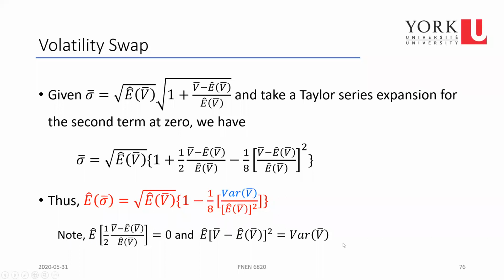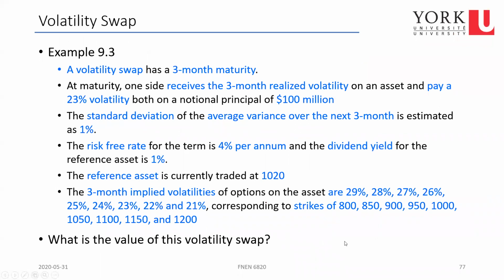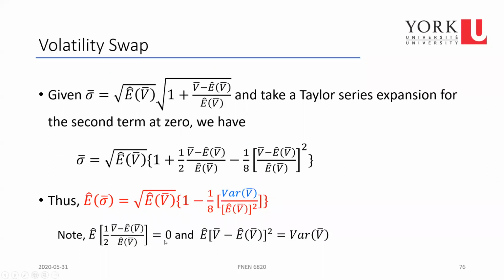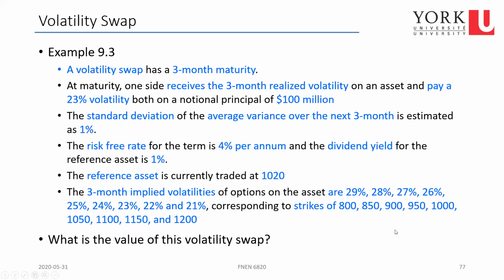Now, once we've done that, we are able to calculate the value of the volatility swap, because we have an expression for this, which involves the variance of the variance. So let's take a look at an example here. We have a volatility swap, which is again 3 months, and I will receive the 3 months realized vol and pay 23% volatility on a notional of 100 million.